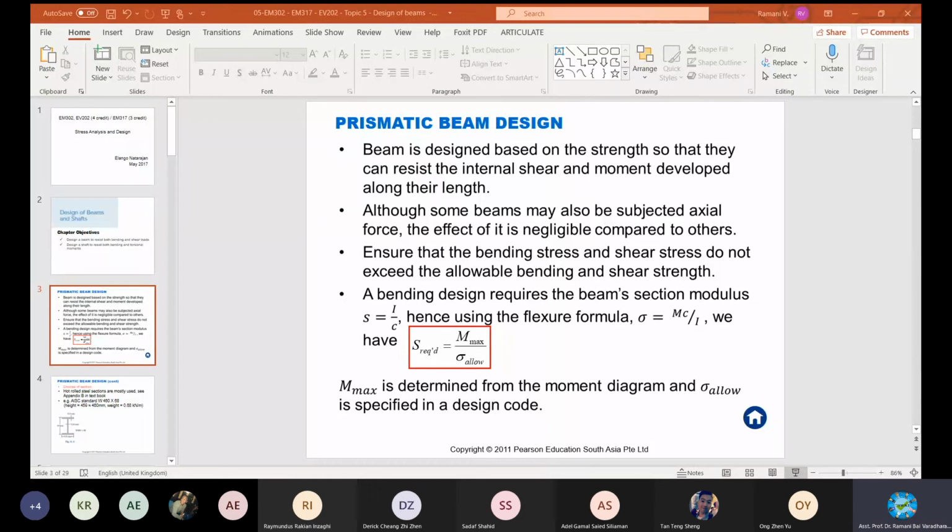Procedure. Shear and bending moment diagram. All of you know what is shear and bending moment diagram. Have any questions so far? Right. Determine the maximum shear and moment in the beam.